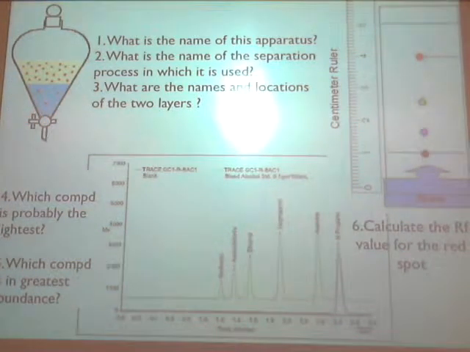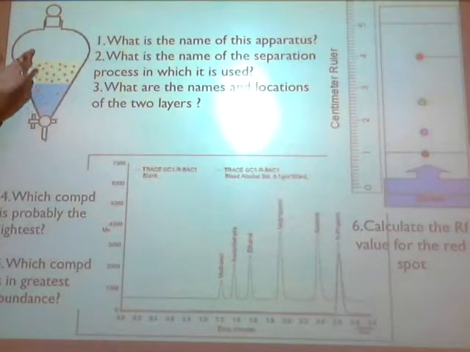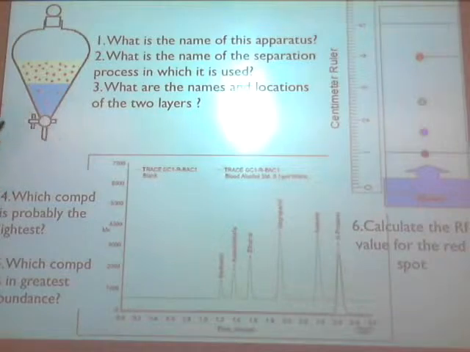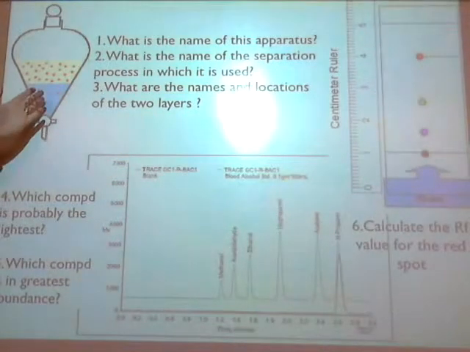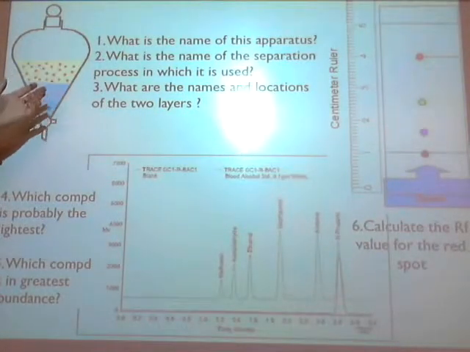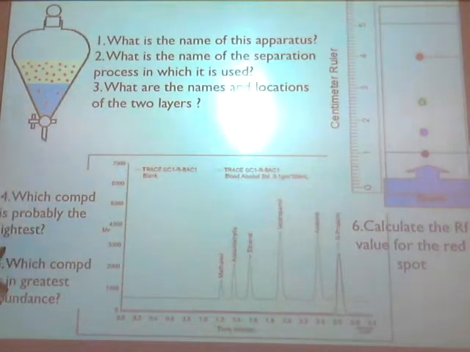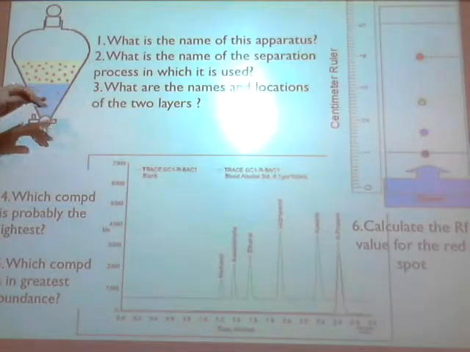Now look, you guys actually got to do this lab. The other class saw at least a demo, and they saw the results of it from you guys anyway. This is called a what? Separatory funnel, right. And if you remember in the lab we did, we use it for what process? Extraction. Okay. And the names and locations of the two layers.